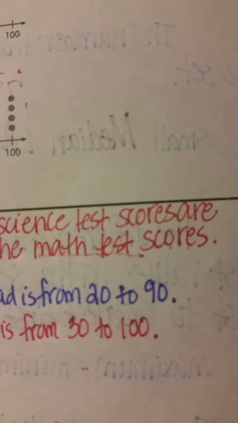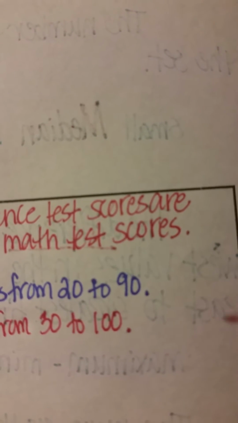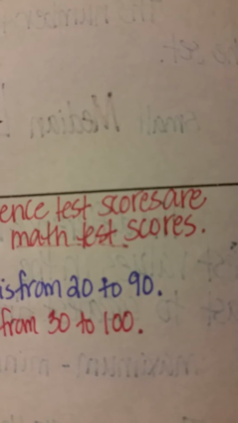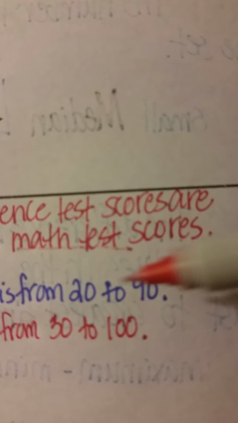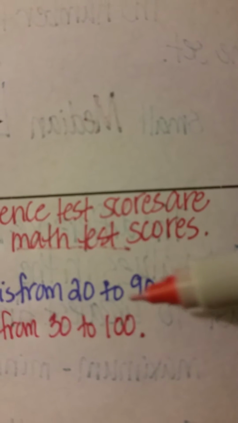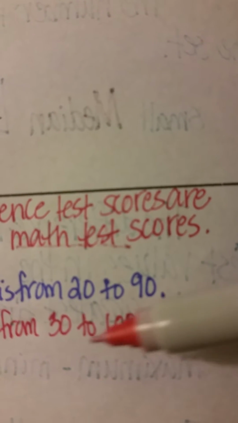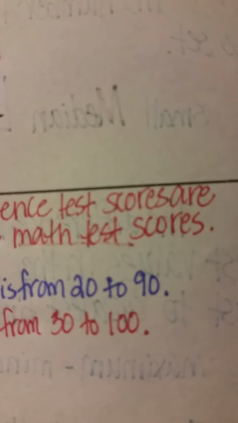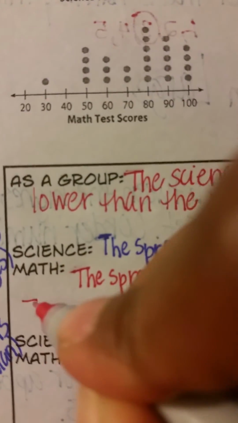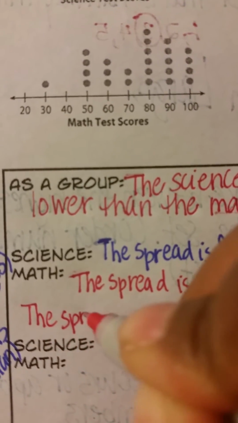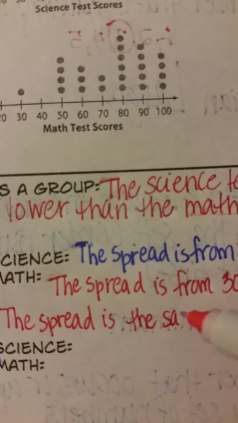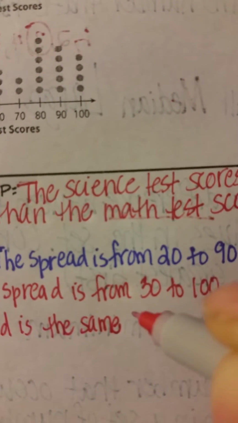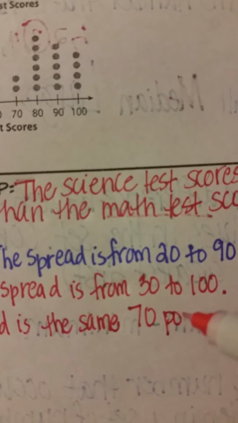Okay, now we haven't calculated anything yet, but let's look at this. If I were to actually calculate the spread here, we could say that they're the same. Because remember, for the ranges, you subtract the smallest number from the largest number. So if you do that here, you get 70. If you do it here for math, you get 70 as well. Even though the data is spread out, the ranges are the same. So we're going to write here, the spread is the same, 70 points.